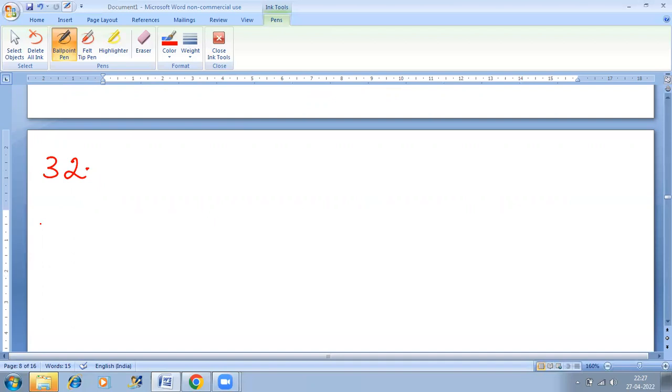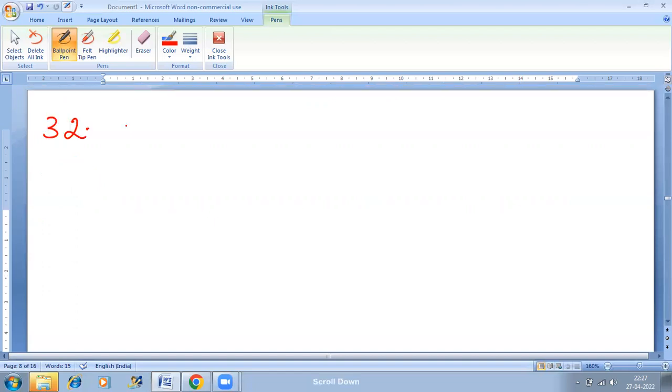Okay, we will go to the next part. Question number 32. How many of the molten state compounds liberate hydrogen gas at anode during electrolysis?